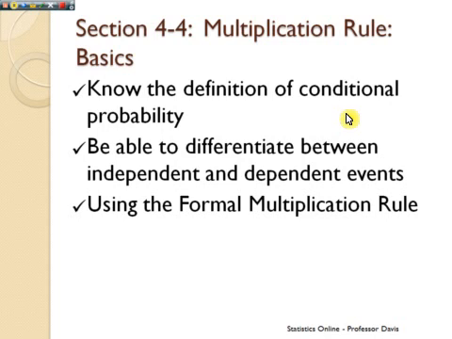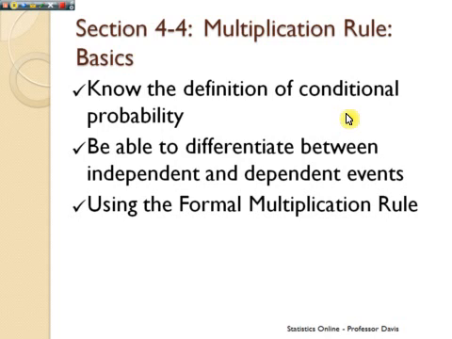So here we want to begin by checking out the fundamental definition of conditional probability, because that is the basis of the formal multiplication rule. By a conditional probability, that's the probability that a second event happens, knowing that a first event did happen. So often that involves sampling without replacement. Whether we sample with or without replacement determines whether or not we use conditional probability. So you want to check out some of those examples.